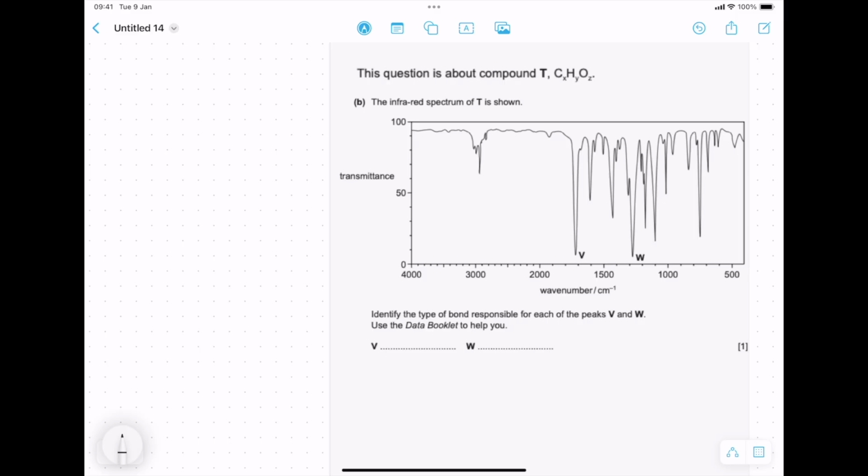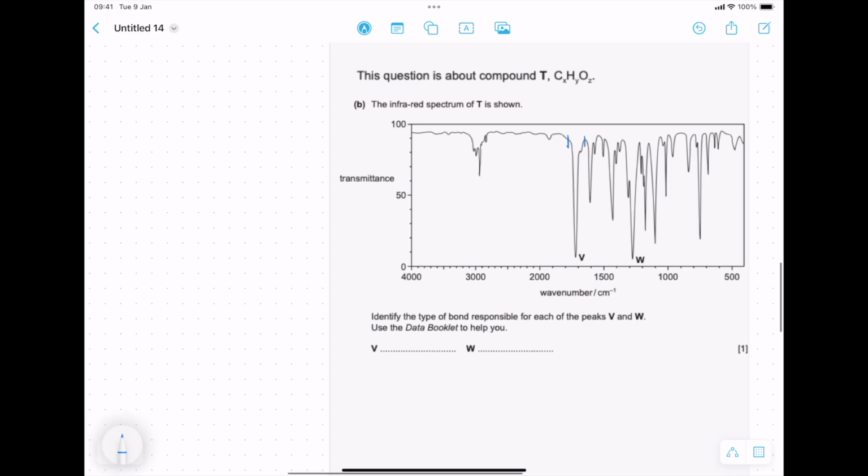This question is about compound T, CxHyOz. The infrared spectrum of T is shown. Identify the type of bond responsible for each of the peaks. Use the data book to help you. So this one, you can see immediately, right? There's a sharp peak there, which is V.